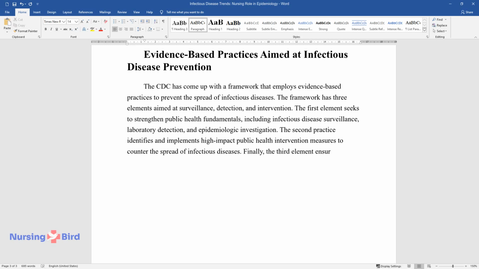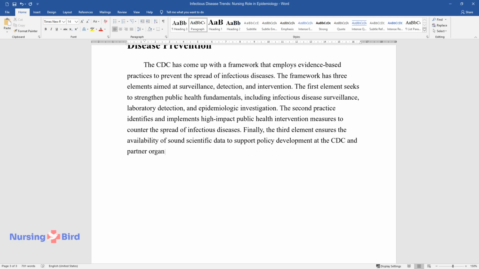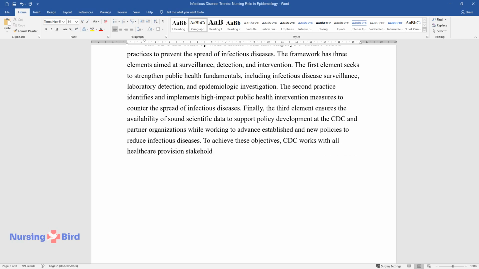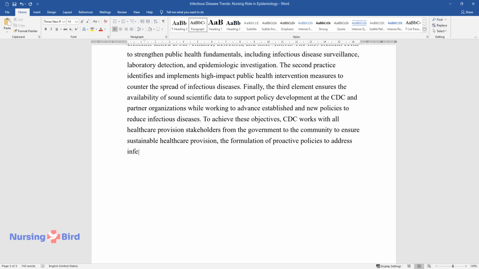Finally, the third element ensures the availability of sound scientific data to support policy development at the CDC and partner organizations while working to advance established and new policies to reduce infectious diseases. To achieve these objectives, CDC works with all healthcare provision stakeholders from the government to the community to ensure sustainable healthcare provision, the formulation of proactive policies to address infectious diseases, local response readiness, and educating the public on preventive measures.